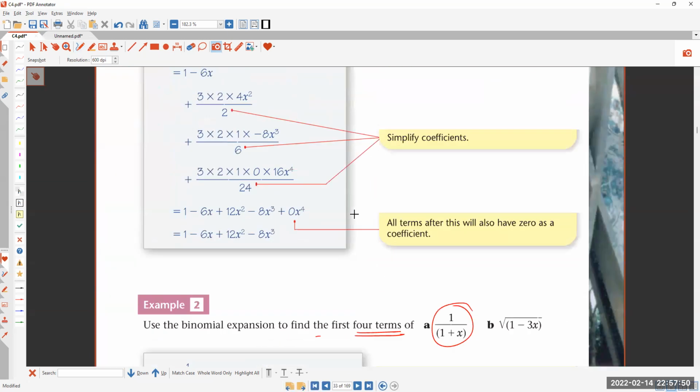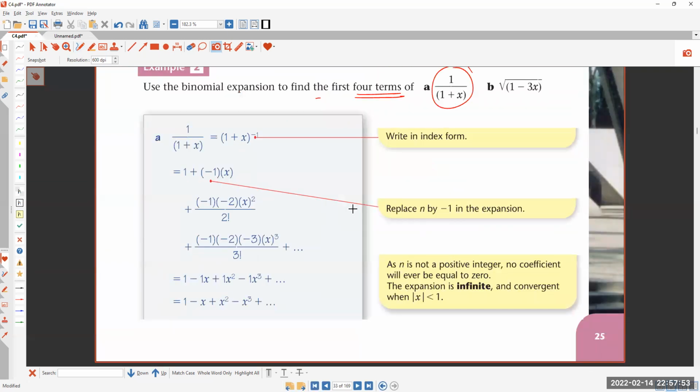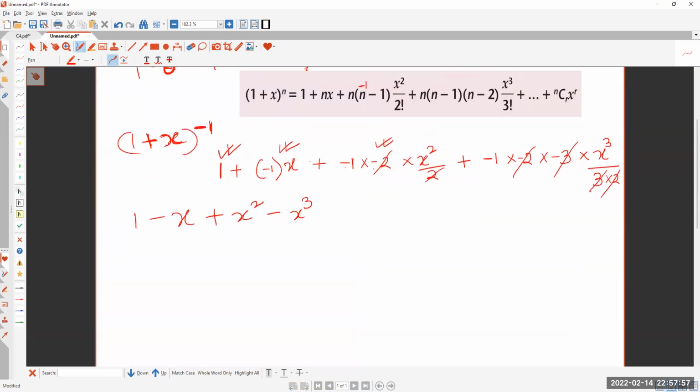Let's see what they said. 1 minus x plus x square negative x cube, and so and so. Okay, guys, you understood how to open 1 divided by 1 plus x? Everyone? Yes. Okay.